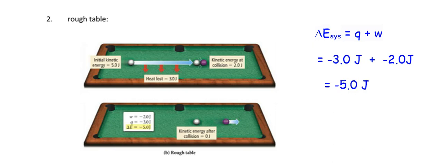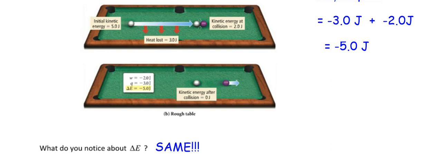So what do you notice about the delta E values? Well, they are the same, okay? Does that make sense? I sure hope so. What about E of the system? What do you notice about E of the system? It's still -5. What about E of the surroundings? It's still +5, isn't it?